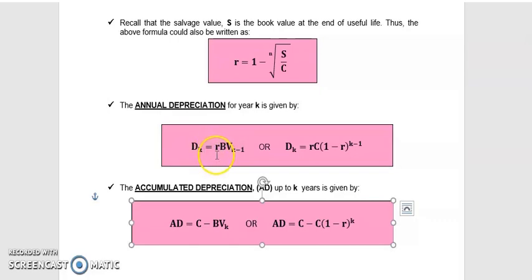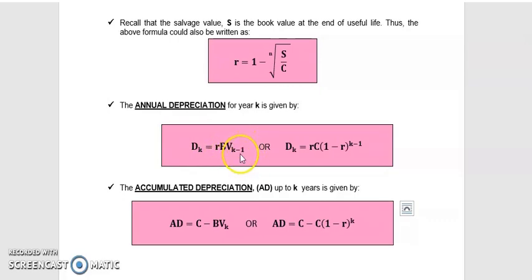So annual depreciation equal to R multiplied by book value previous year. If you look at here, there is a subscript K minus 1 referring to previous year. For example, if you want to find D3, 3 minus 1 equal to 2, right? So it means here will be book value year 2. Again, annual depreciation year 3 equals rate of depreciation multiplied by book value year 2, previous year. If you want to find annual depreciation year 5, D5 equal to R multiplied by BV4, book value year 4.